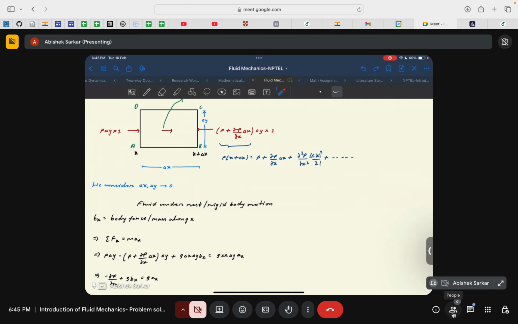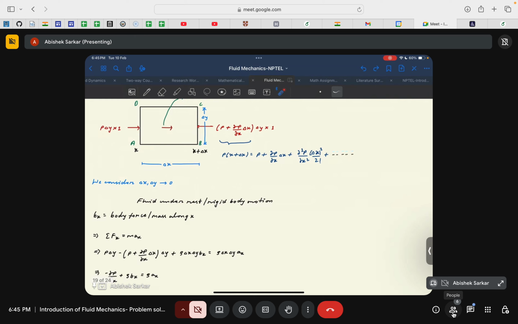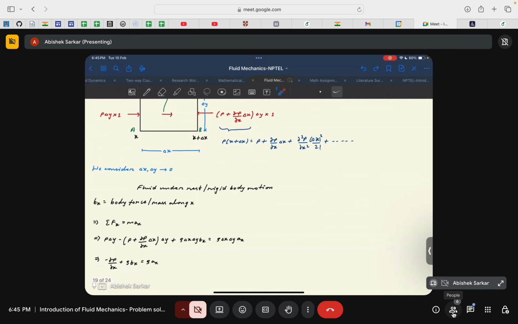By that approximation, we can say that all the higher order terms will have a very, very less contribution to the net change in pressure from coordinate x to x plus delta x. So we can easily disregard the higher order terms. Okay, so with that approximation, we can write pressure at x plus delta x to be P plus dou P by dou x delta x.